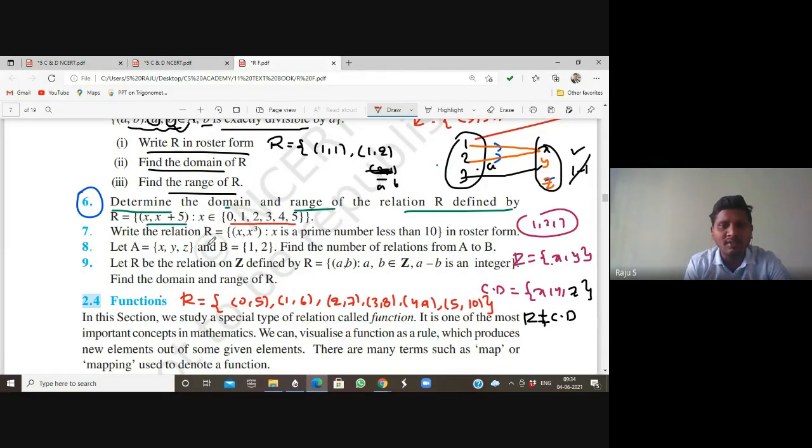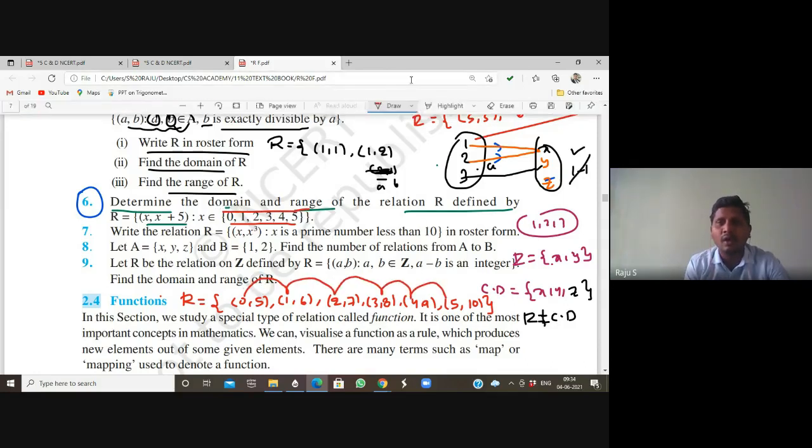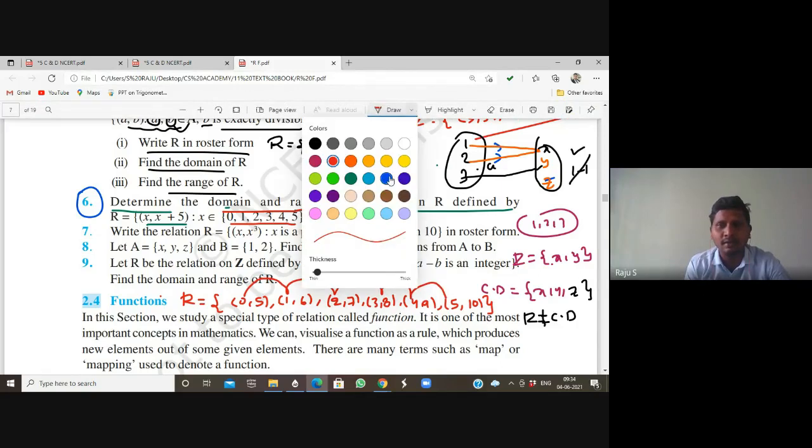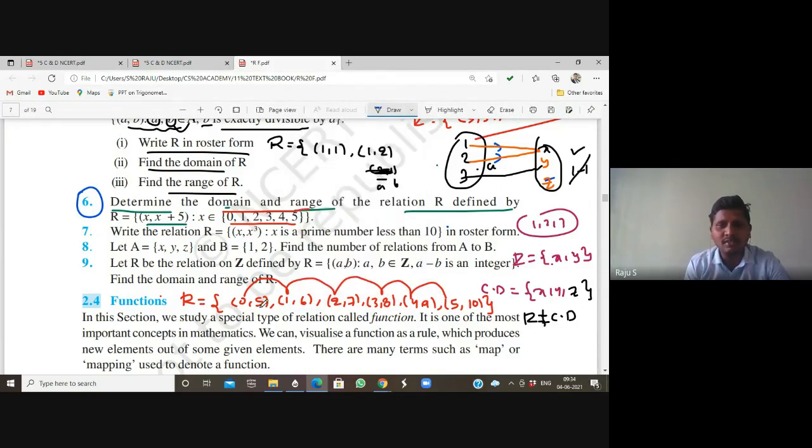Now what do you observe? What is the domain here? 0, 1, 2, 3, 4 and 5. The first components, all the x values: 0, 1, 2, 3, 4, 5. Okay, that is clearly the domain. Range is the second elements: 5, 6, 7, 8 and 9 and 10.